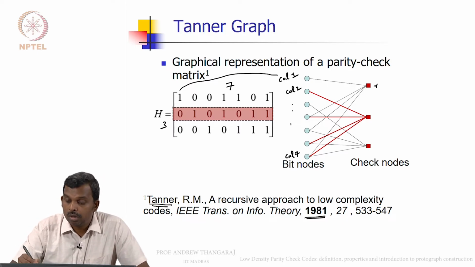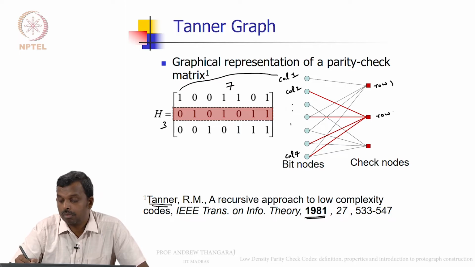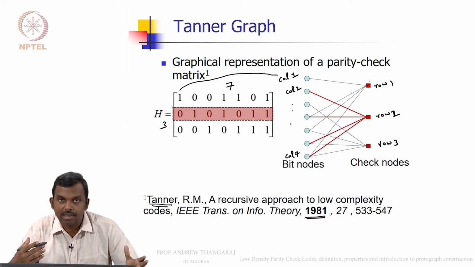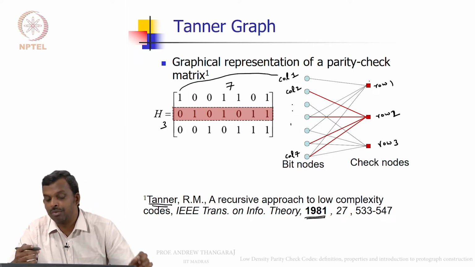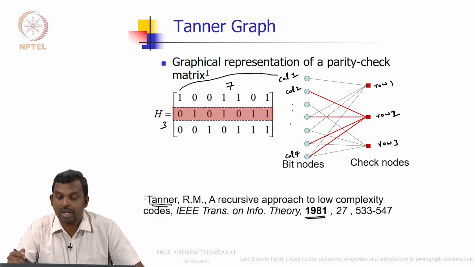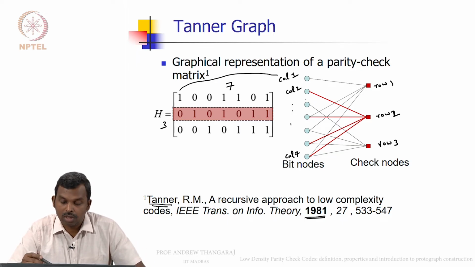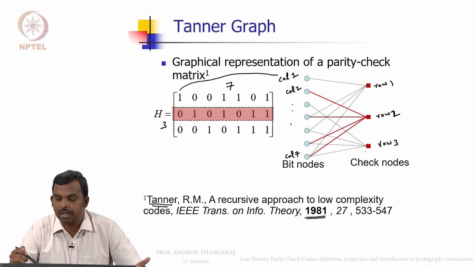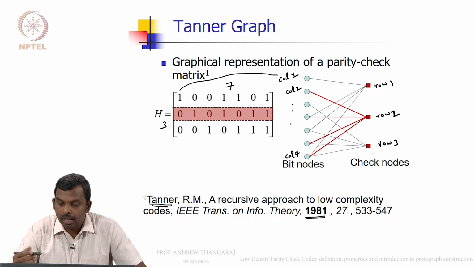Now, for every row we put a square. This is row 2, this is row 3. These are the two types of nodes in the Tanner graph. Graphs usually have nodes and edges. Nodes are connected by edges, and in this type of graph we have two types of nodes. One is called a bit node, it represents the columns in the parity check matrix. The other is called a check node, it represents the rows. To distinguish between these two types of nodes, we draw circles for bit nodes and squares for check nodes.